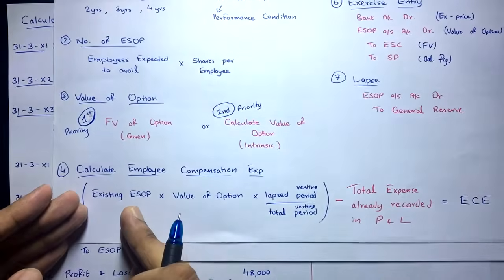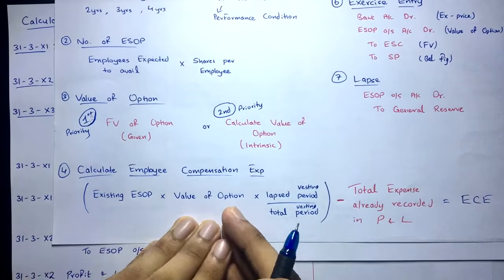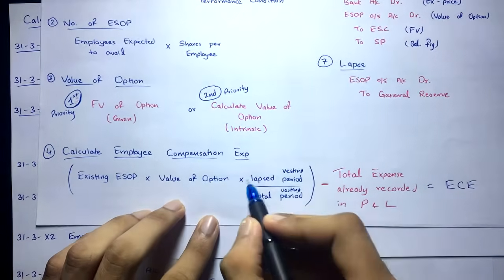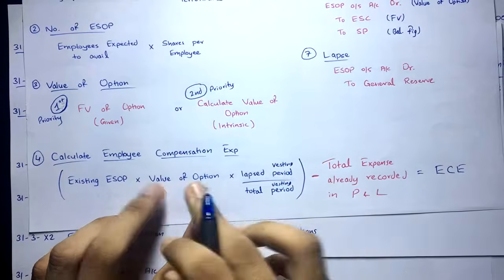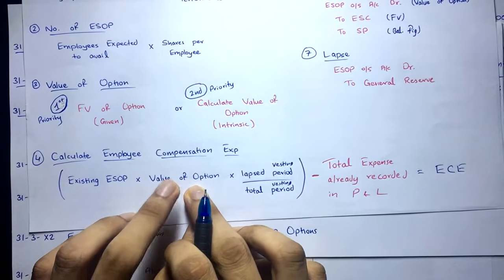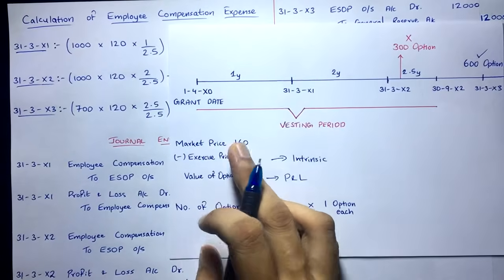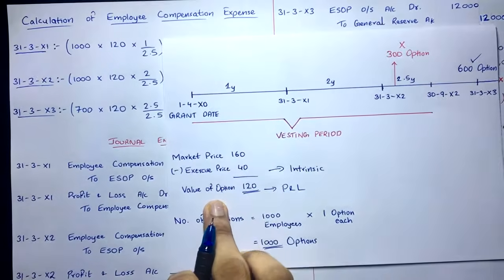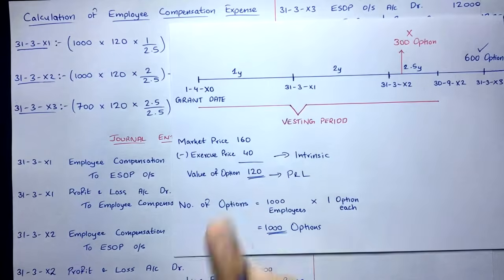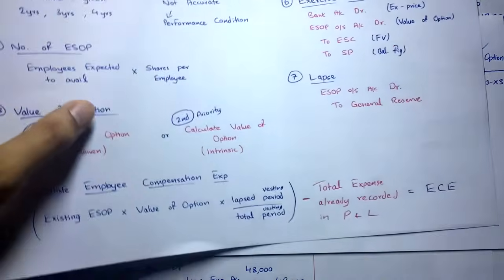So this is the formula that we have to use: the options which we are expecting to exercise, and then value of option, the discount, and then into lapsed vesting period. This will always remain constant. This will never change. Value of option will always be constant because the market price, which we always take of the grant date, is constant. And even if the fair value of option is given, then also that will not change. It will stay the same.